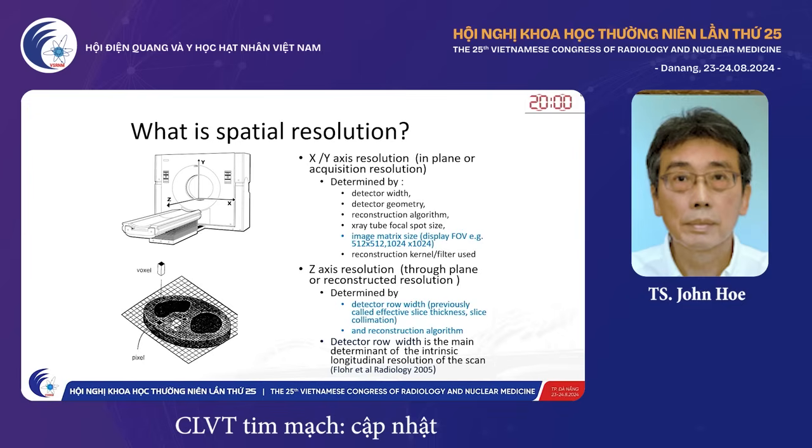The Z-axis resolution, or reconstructed resolution, or through-plane resolution, is determined by detector row width, previously called effective slice thickness and slice collimation, and the reconstruction algorithm used by the vendor. Detector row width is the main determinant of the intrinsic longitudinal resolution of the scan.